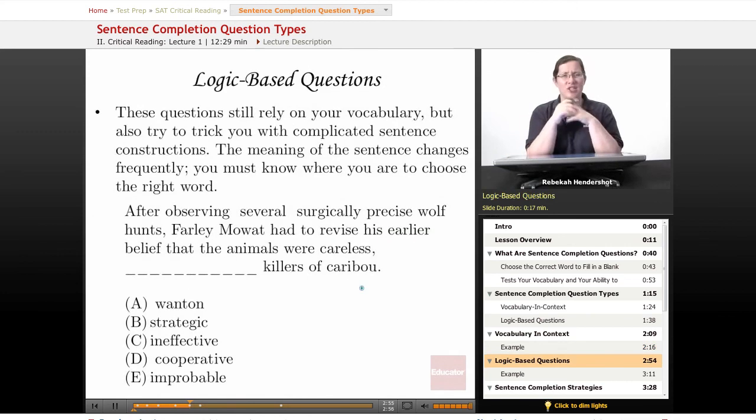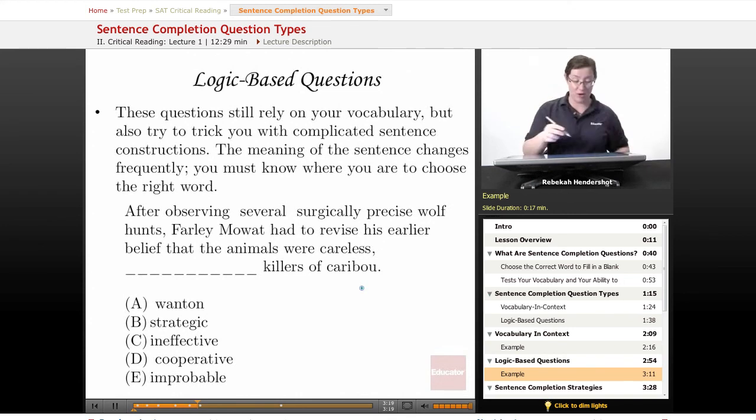All right, now let's look at the logic-based questions. These questions still rely on your vocabulary, but they also try to trick you with complicated sentence constructions. The meaning of the sentence changes frequently. You must know where you are to choose the right word. Our example question for this lesson is: after observing several surgically precise wolf hunts, Farley Mowat had to revise his earlier belief that the animals were careless, blank killers of caribou. And our choices are wanton, strategic, ineffective, cooperative, and improbable.